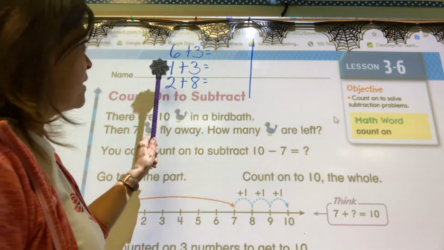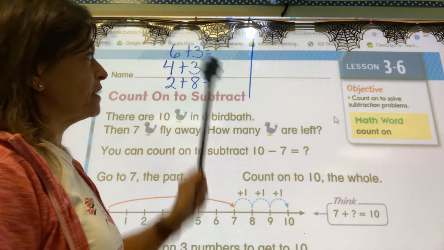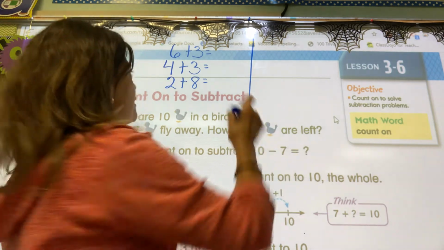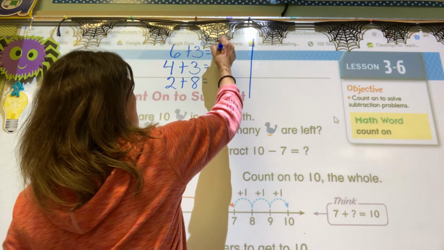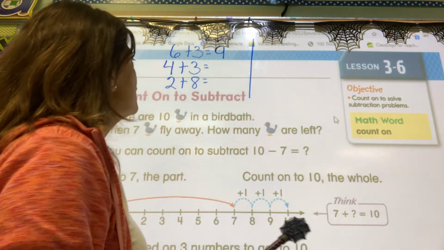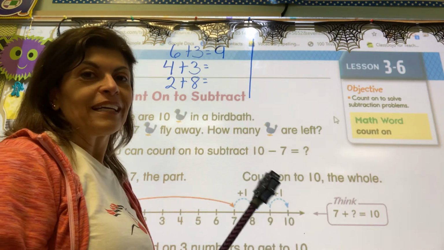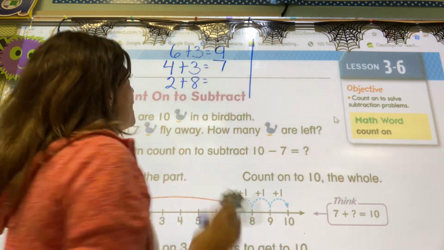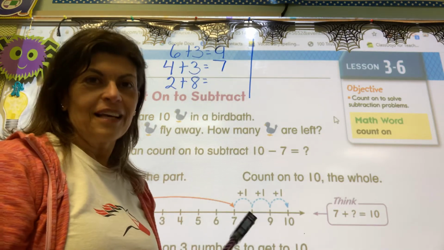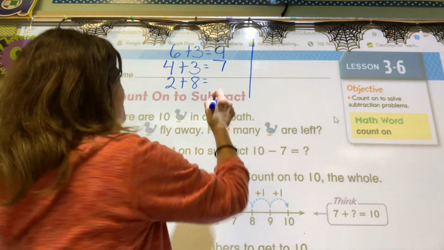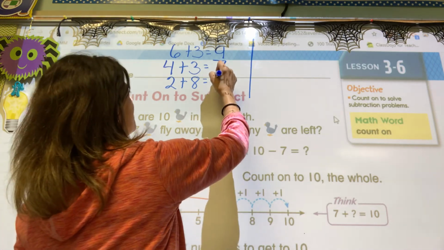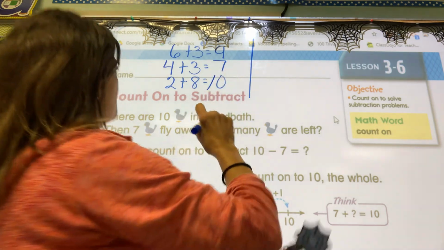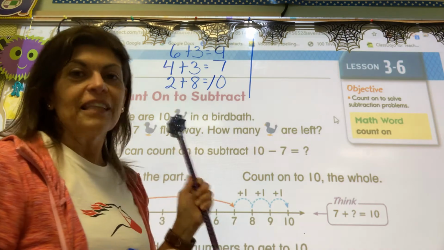So who can tell me what is 6 plus 3? Okay, good job. I heard 9. 6 plus 3 equals 9. What about 4 plus 3? Good. 7. And the last one, 2 plus 8. Okay, I think I heard it. 10. Okay, good job. And these are all addition equations.